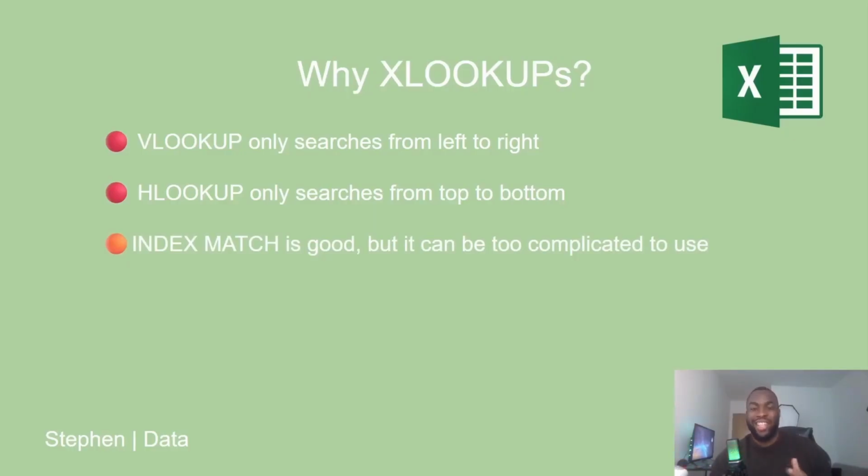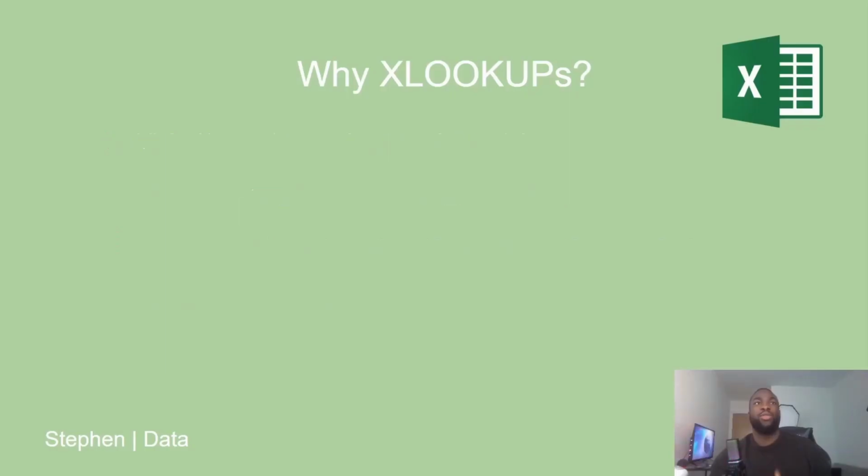So in fairness, INDEX MATCH actually does solve some of these problems, but it can be complicated to understand, and it forces you to write two formulas and then combine them as one. And that's not always easy to work with. However, XLOOKUP fixes all of that. So with XLOOKUP, you can look left or right and up and down on any table.